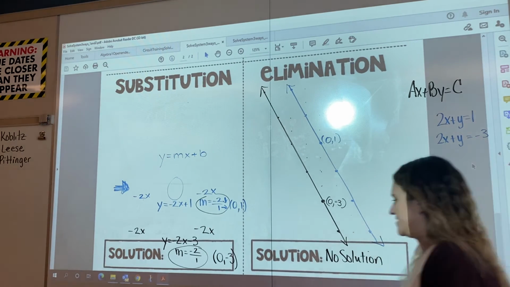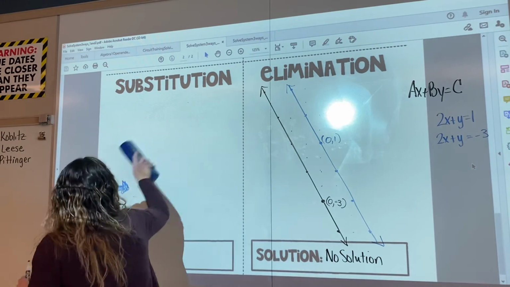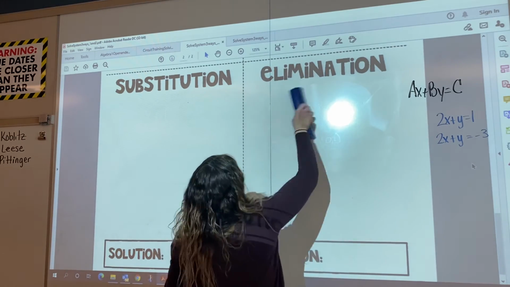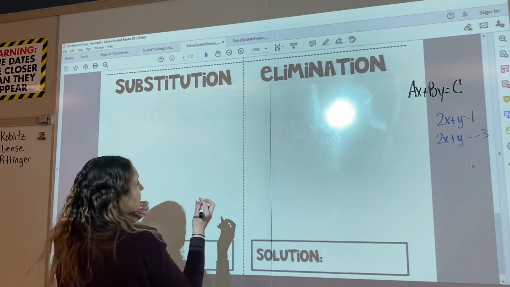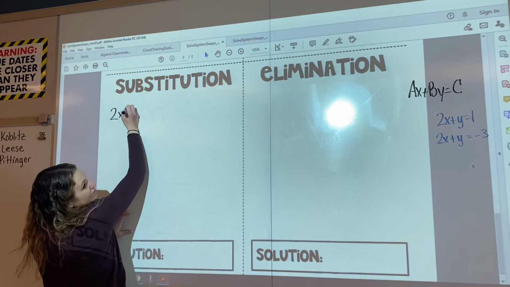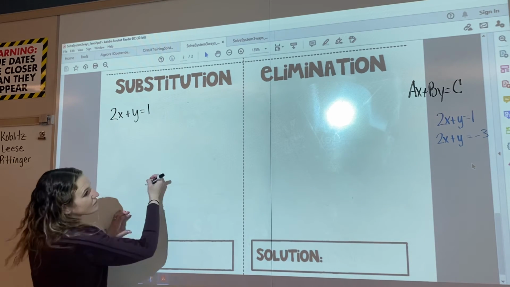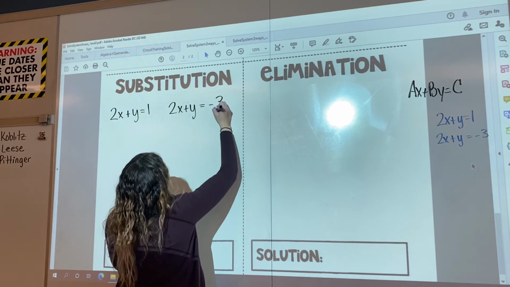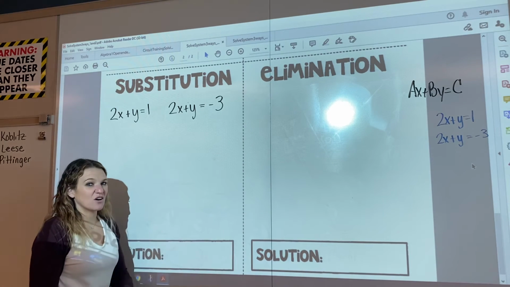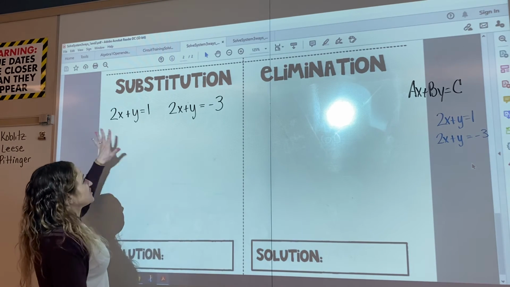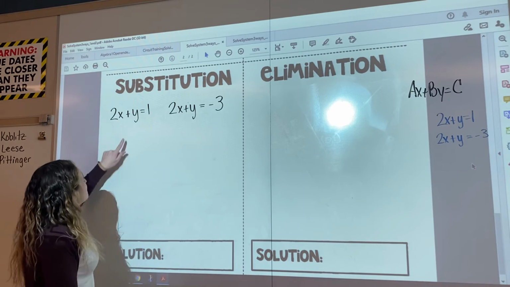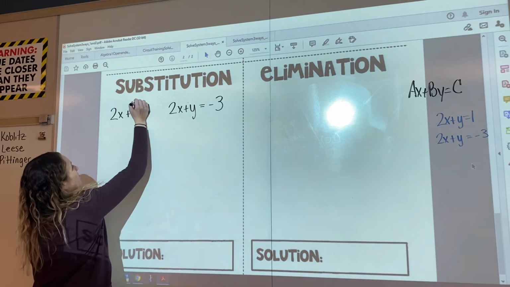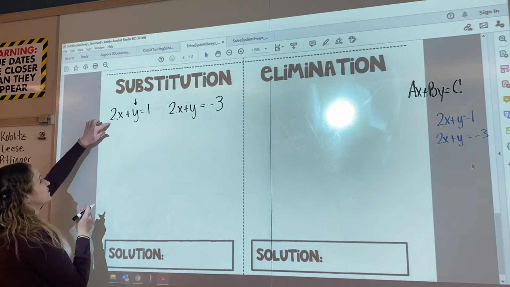Alrighty, substitution. Again, I'm going to rewrite my equations, get rid of all this. In order to substitute, I need to solve for one variable first. It doesn't really matter which one I go with, but I'm just going to pick this one. See how this y is by itself? It's going to be easiest for me to get this y by itself because the only thing I'll have to do is get rid of the 2x.